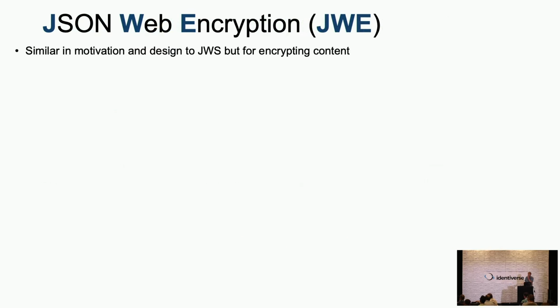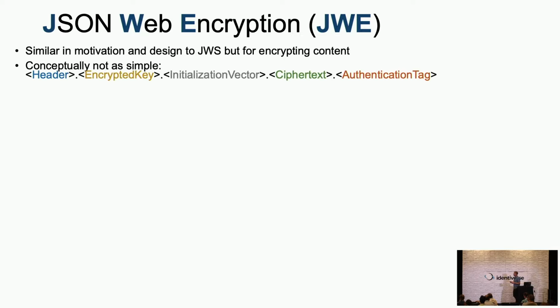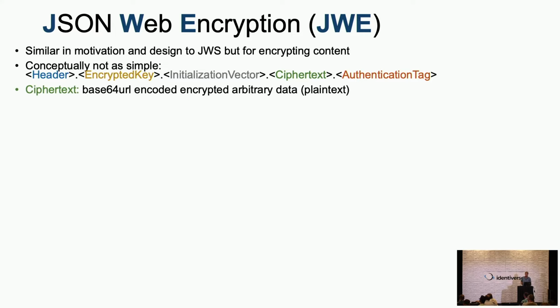JSON Web Encryption is similar in motivation and design to JWS, but for encrypting content. It's kind of simple, but not quite as simple as JWS. You have a header, you have potentially an encrypted key, you have an initialization vector, you have ciphertext, and you have an authentication tag. Each of these is an encoded segment separated, again, by the dot character. The ciphertext is base64url encoded encrypted arbitrary data. Again, any plain text arbitrary data can go in here. The actual payload of these objects can be anything.